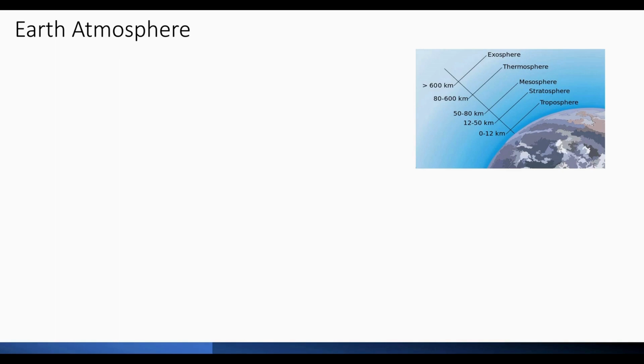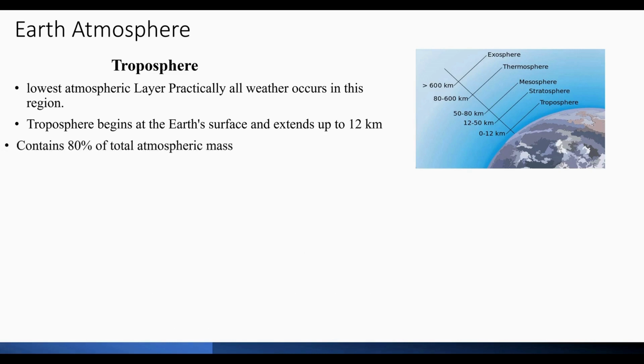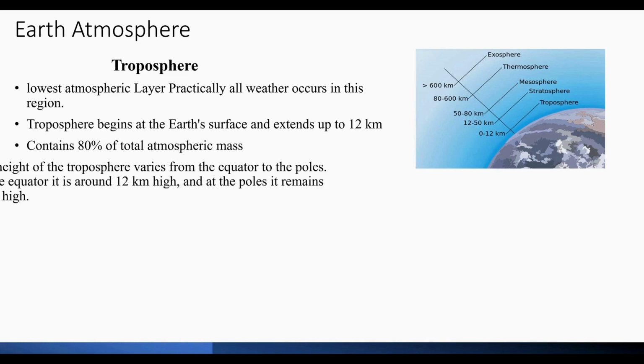The lower side of the Earth's atmosphere is known as the terrestrial region and the upper portion is known as the extraterrestrial region. The first layer, which is in the vicinity of the Earth's surface, is the troposphere. This is the lowest atmospheric layer. Practically all weather occurs in this region. The troposphere begins at the Earth's surface and extends up to 12 km. It contains 80% of the total atmospheric mass.